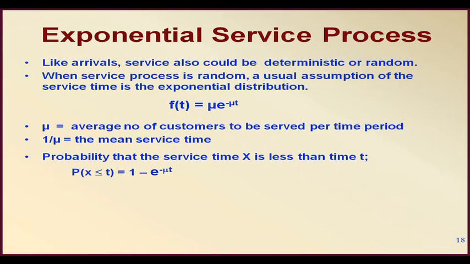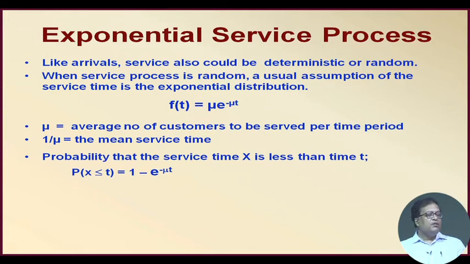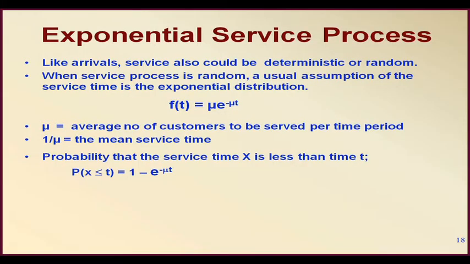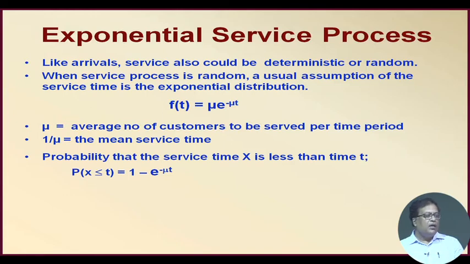On the other side, like arrivals, service also could be deterministic or random. When the service process is random, a usual assumption for the service time is the exponential distribution. So, corresponding to the Poisson distribution, we can also think of an exponential distribution, which is given by f t equal to mu e to the power minus mu t. So, mu is the average number of customers to be served per time period, and 1 by mu is the mean service time, right. So, the probability that the service time x is less than the time t is given by 1 minus e to the power minus mu t.